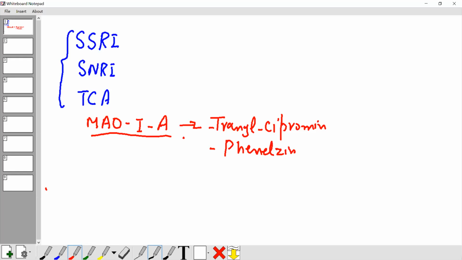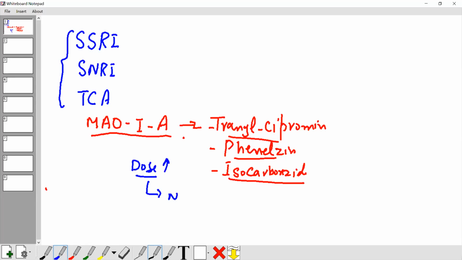Phenylcypromine, phenelzine, isocarboxazid. So these are the main 3 monoamine oxidase inhibitors. One thing to keep in mind: if you give these 3 inhibitors in high dose, if you increase the dose, then they become non-selective.